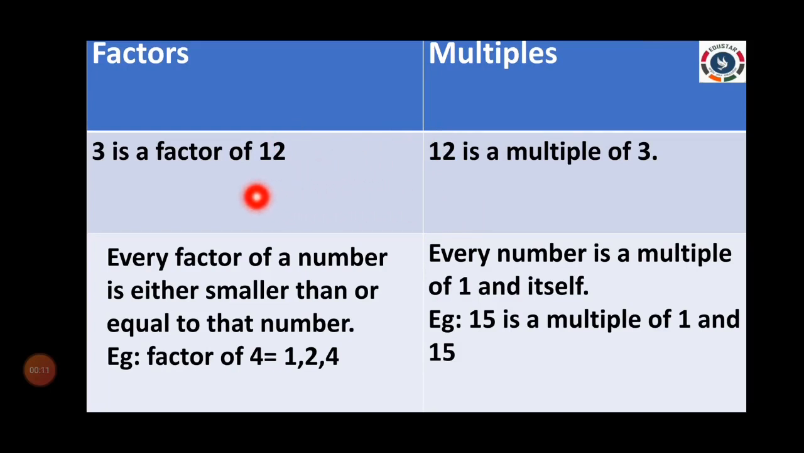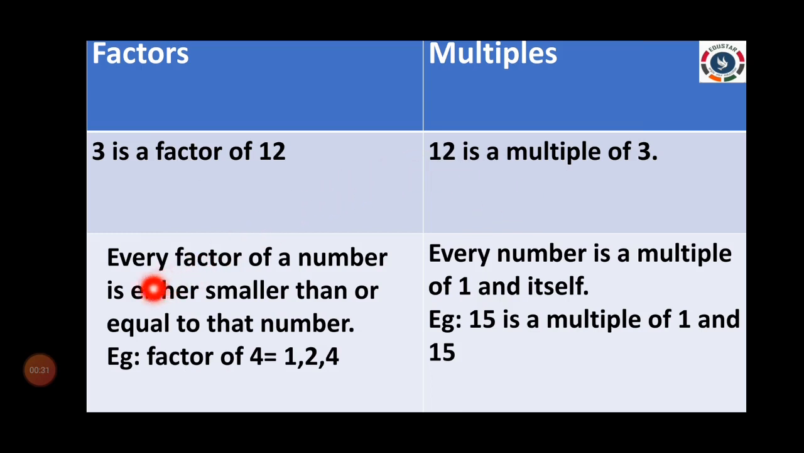For example, here 3 is a factor of 12. So 3 is one of the factors of 12 and 12 is a multiple of 3. In the 3 times table you get the answer 12, isn't it? 3 fours are 12. The same thing, 3 is one of the factors of 12 also. So both are interlinked.